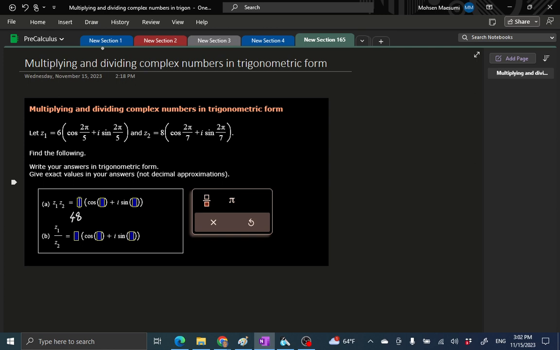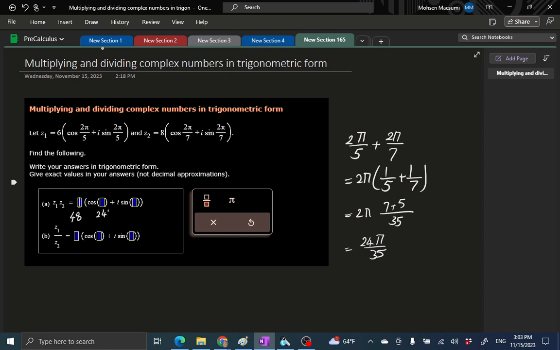The angle is a sum of the two angles. So if I have 2 pi fifths and 2 pi sevenths, we might as well put the 2 pi outside and add 1/5 and 1/7. You just take a common denominator, 35, and add up the two components, 7 and 5. So that's going to be 12 times 2 is 24, 24 pi over 35. So the angle here is just 24 pi over 35. And as we said, there is always the same angle in both spots.